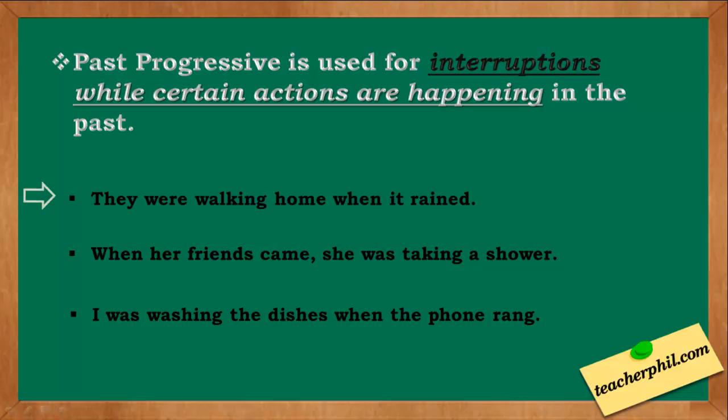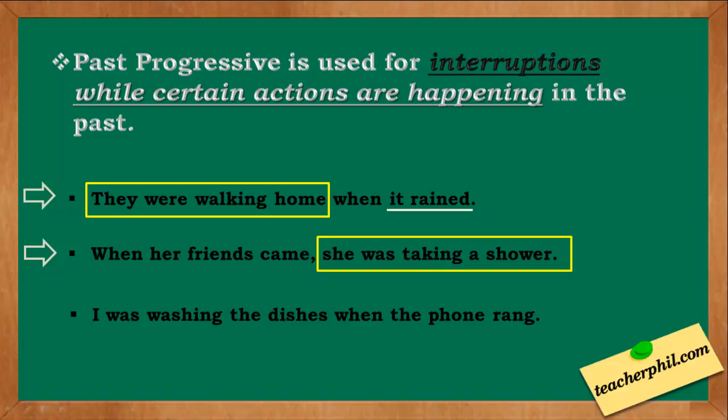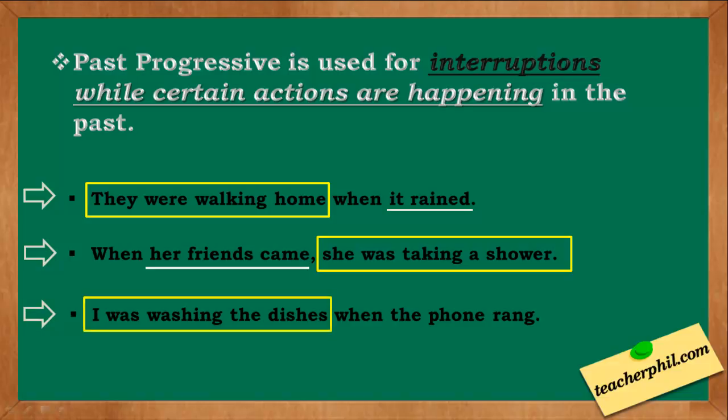Examples: they were walking home when it rained. They were walking home is the action in progress, while it rained is the interruption. Second example, when her friends came, she was taking a shower. She was taking a shower is the action in progress, while her friends came is the interruption. The last one, I was washing the dishes when the phone rang. I was washing the dishes is the action in progress. The phone rang is the interruption.